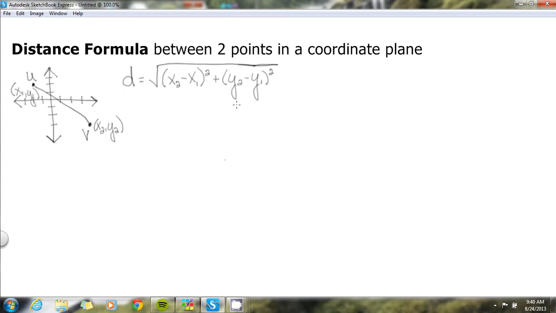Let's say that point U's coordinates are -7, 5. And let's say that point V's coordinates are 4, -3. What is the distance between these 2 points? And we're going to round to the nearest tenth. So let's make sure we know our directions. Round to the nearest tenth.